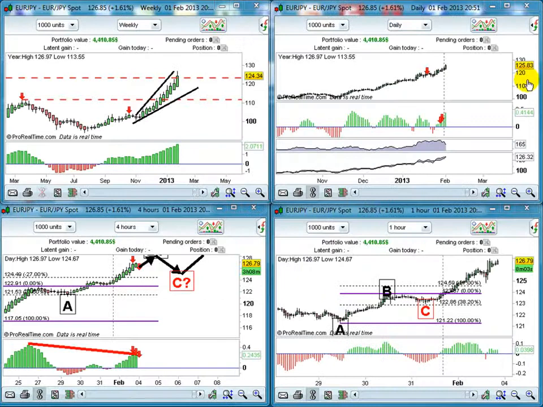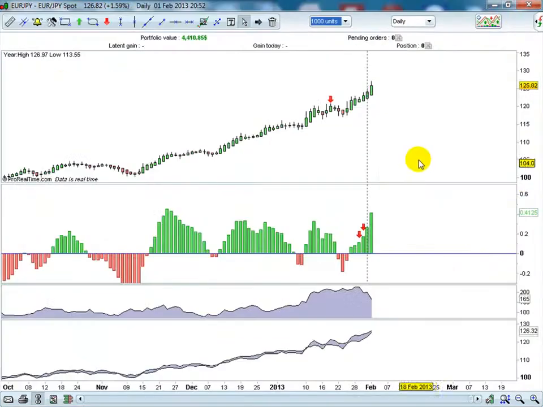Okay, here's a 4-chart tile display for the Euro-Yen pair. We've got the weekly chart top left, daily top right, 4-hour bottom left, hourly chart bottom right. I think we'll just gloss over the weekly chart for now. Really interesting stuff going on there, but not directly relevant to the setup in question.